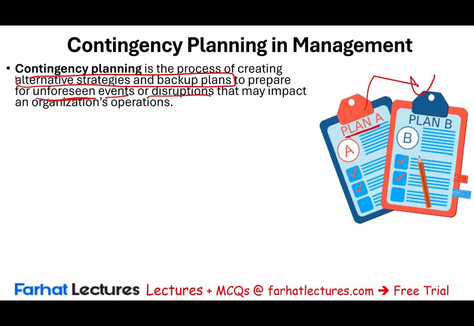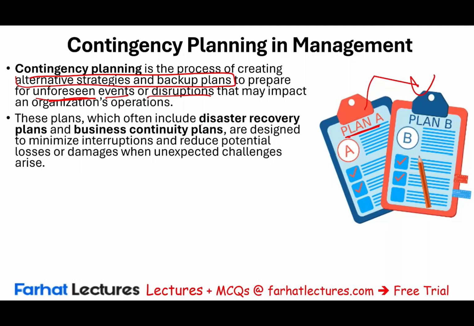For example, a natural disaster could be a disruption. If a natural disaster could affect our whole operation, do we have a contingency plan to move our operation somewhere else? These plans, which often include what's called disaster recovery plans, and we're going to have a whole session about this, and business continuity plans, also we're going to have a whole session about this, are designed to minimize interruption. Here, the whole company is being interrupted. It's not that your sales are going down because someone created a new technology. This is happening because there was a nuclear explosion in Japan and your supply chain is affected. This is a major event. Why? To reduce potential losses or damages when unexpected challenges arise. So unexpected challenges means you're going to the extreme.